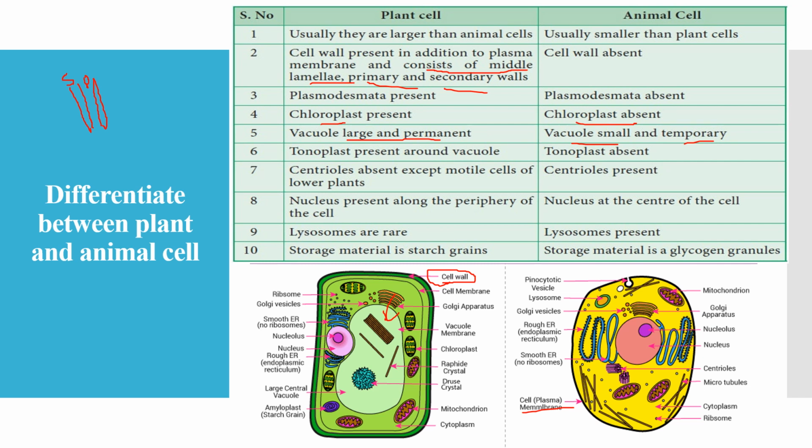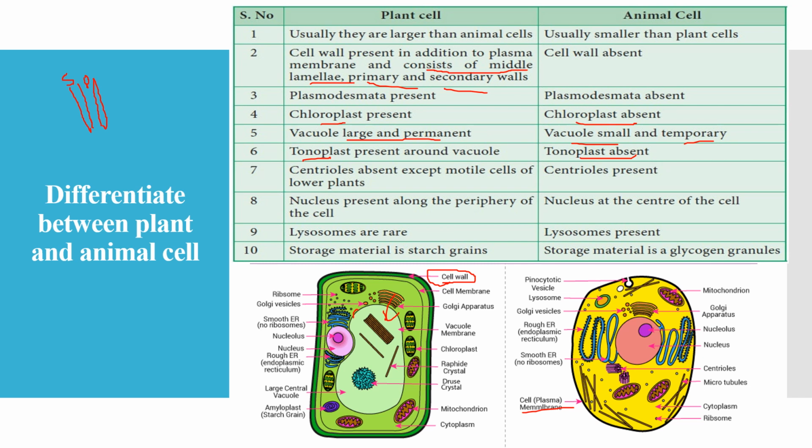Next point is tonoplast present around vacuole. Means if this is a vacuole, an outside membrane is present, and this membrane in case of plant cell is called tonoplast, whereas in case of animal cell the membrane is not present and vacuoles are temporary, that's why tonoplast is absent.